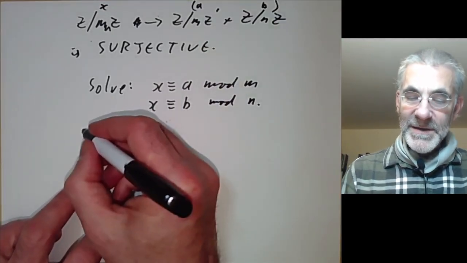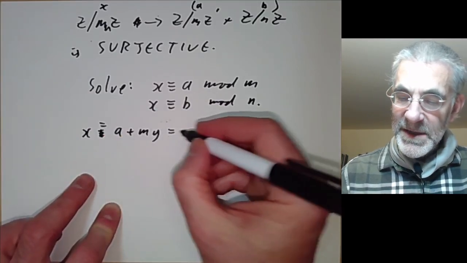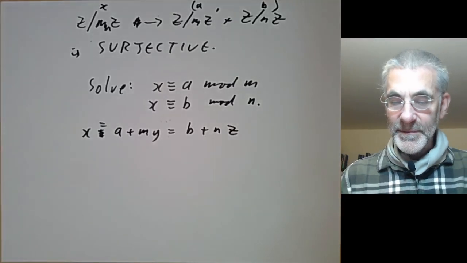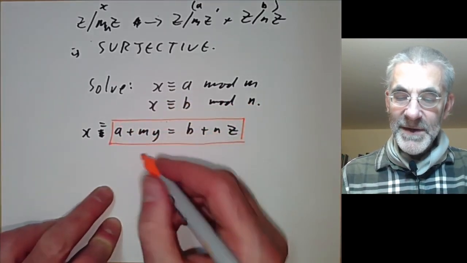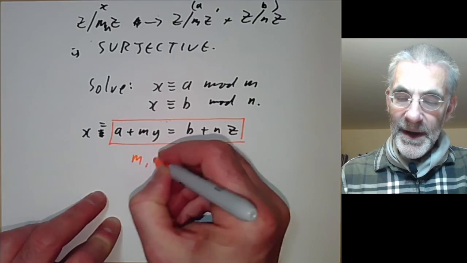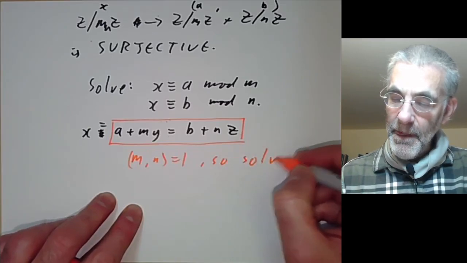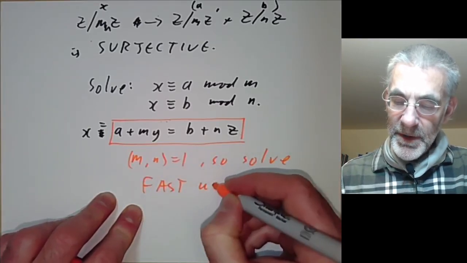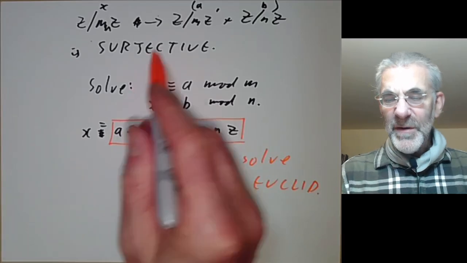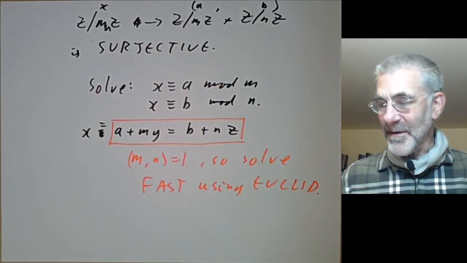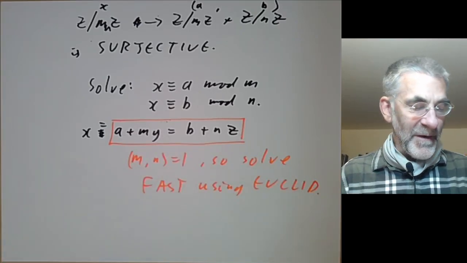Well, let's think what this means. This means x is equal to a plus my, and this also has to be equal to b plus nz. And now if you look at this, we can see this is just a linear Diophantine equation, and m and n are coprime, so we can solve it fast using Euclid's algorithm. So this proof that it's surjective looks a bit more complicated than the previous proof we gave, because you've got to use Euclid's algorithm, but on the other hand it gives us a fast algorithm.